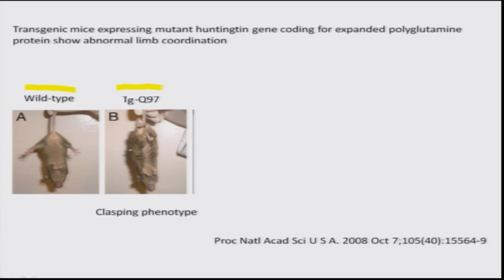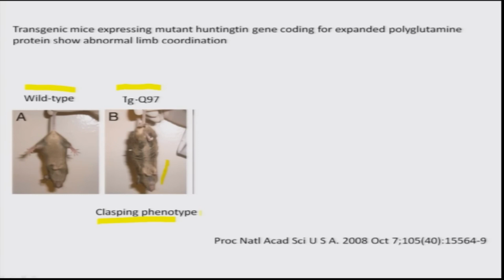What you can see here is that when you lift the animal by its tail, the animal normally tries to explore what is around, tries to escape, but when they have very poor coordination of their limbs, hands and legs, then they try to clasp. This is called a clasping phenotype. When they don't have the motor coordination ability, they clasp like this. This is one of the classic phenotypes of motor deficit in motor coordination. So this is an animal that develops a Huntington phenotype.